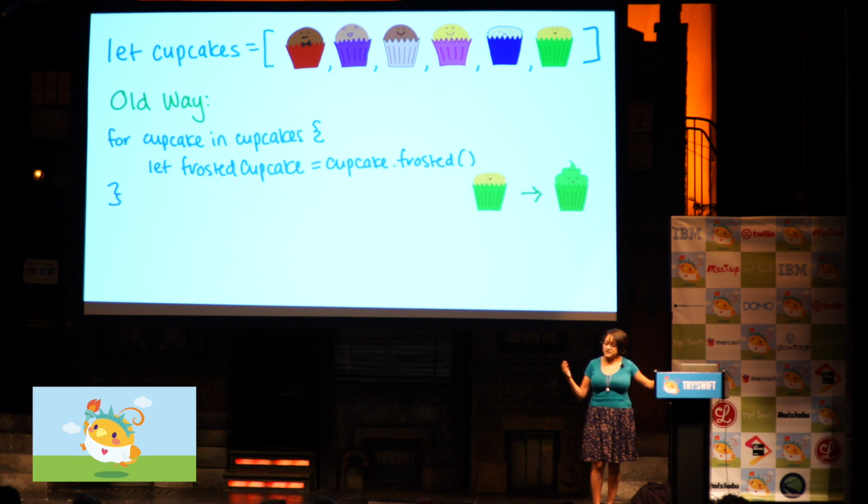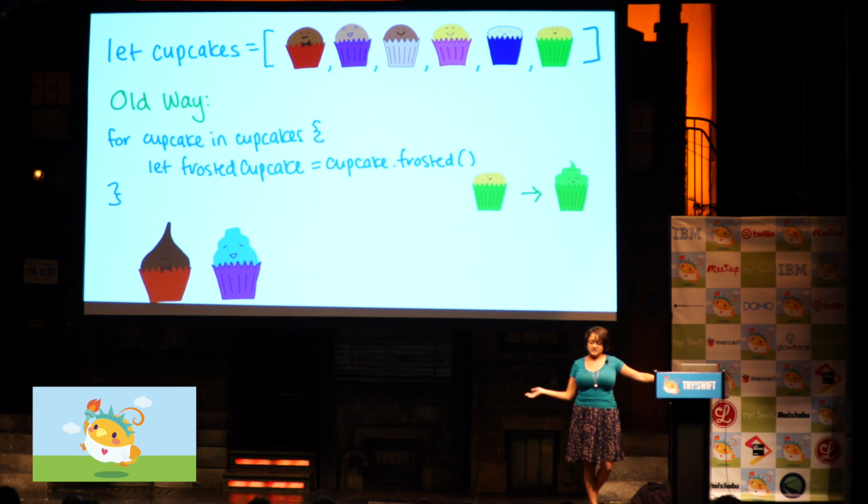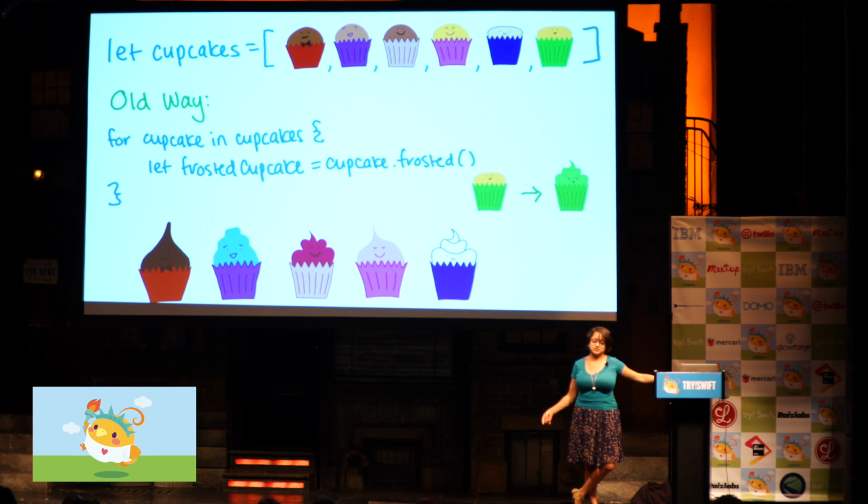So if we had an array of cupcakes, and if I wanted to frost all of the cupcakes, I would do a for loop in the old way, and I'd say for cupcake in cupcakes, let the frostedCupcake equal cupcake.frosted, and it would take that unfrosted cupcake and frost it. So fairly straightforward. I would go through every single element of this cupcake array, and I would frost them all.